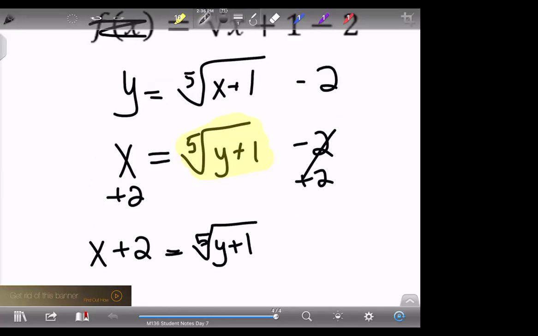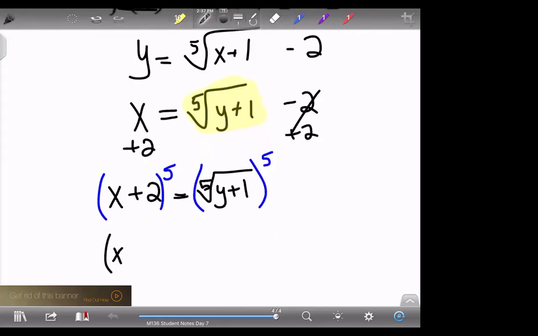So we have x plus 2 on the left-hand side equals the fifth root of y plus 1. In order to get rid of the fifth root, we need to take this side to the fifth power. Remember, fifth roots and fifth powers cancel each other out. If I raise one side to the fifth power, I also need to raise the other side to the fifth power.